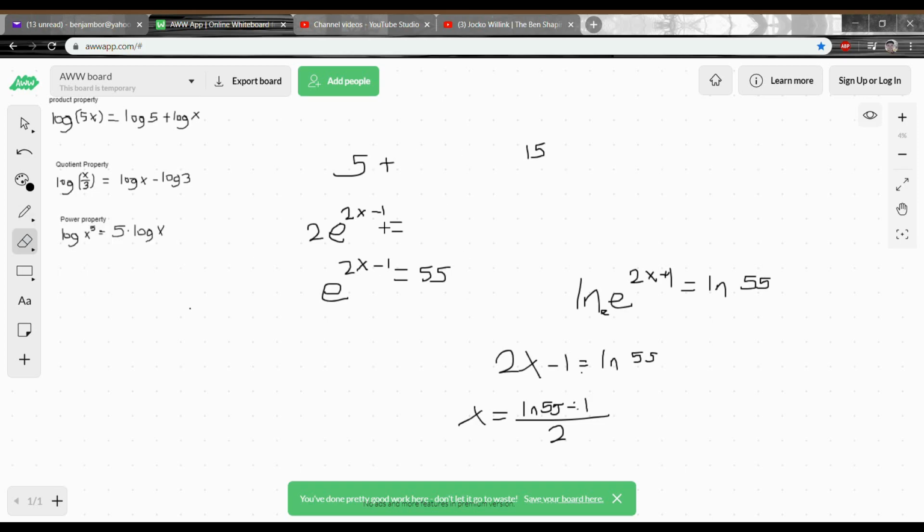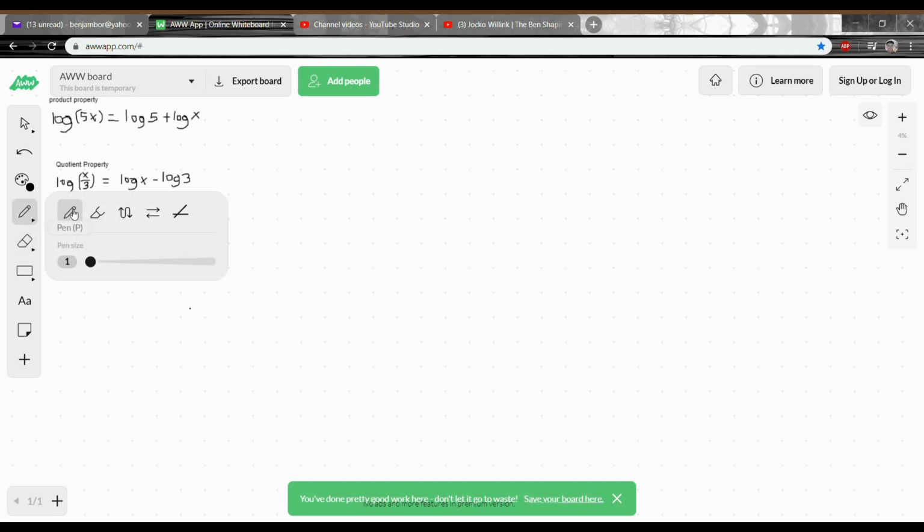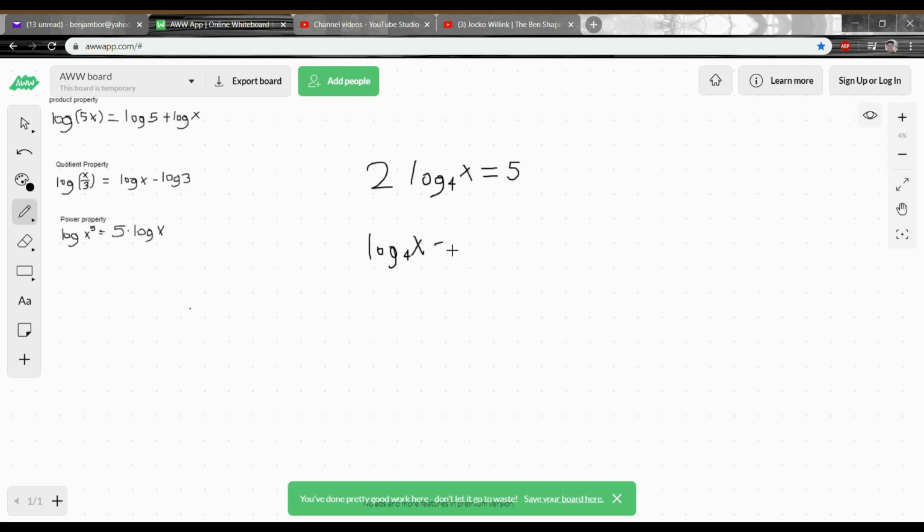Now let's do some more. Let's say we have 2 multiplied by the logarithm base 4 of x is equal to 5. First thing we want to do is get the logarithm term by itself, so we're going to divide by 2. That's going to give us the logarithm base 4 of x is equal to 5 over 2.